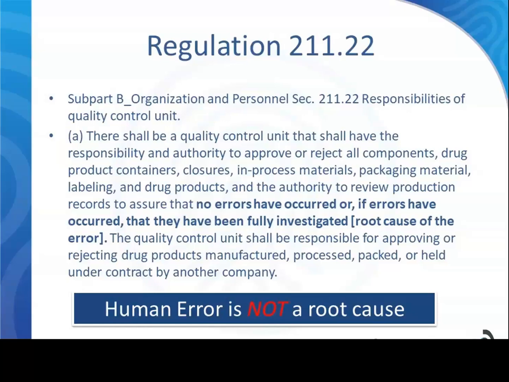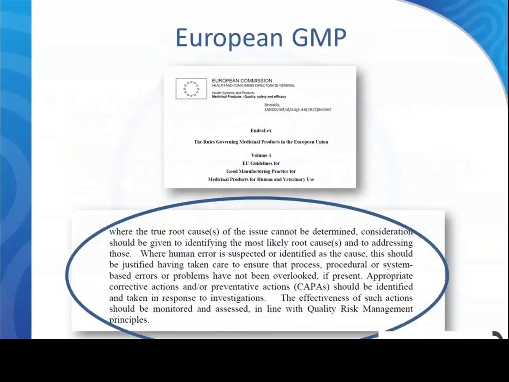So if errors have occurred, you have to investigate the same way that you would investigate equipment failure. Human failure, now we have to start looking for the answers. Now, probably was not that explicit when we talk about 211, but then Europe took it to another level and said, you know what, I'm going to be a lot more specific about what I'm expecting from human error in GMP environments. And this is what they say.